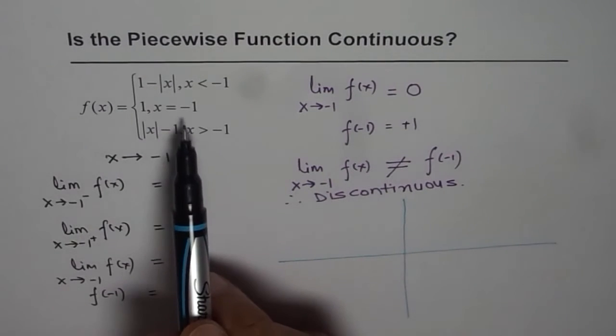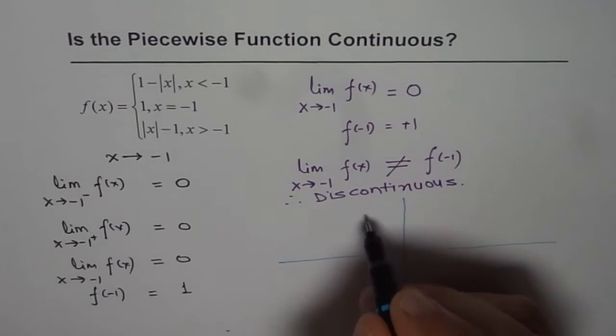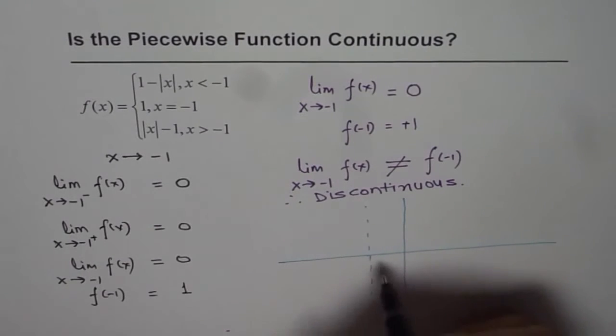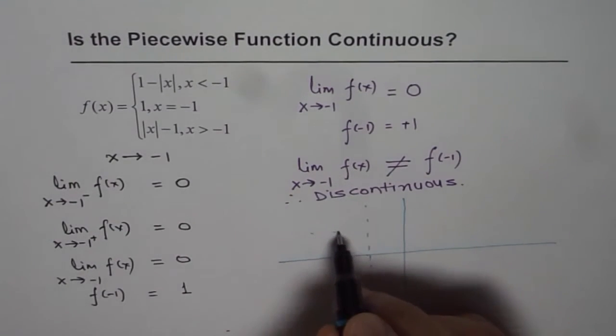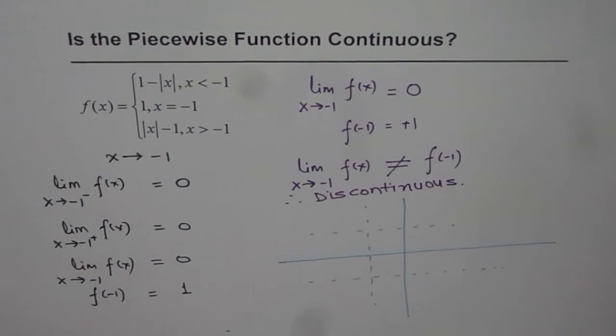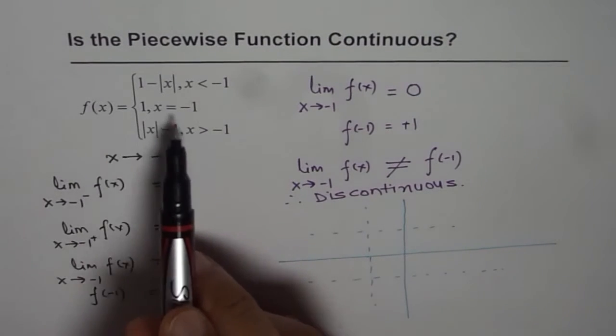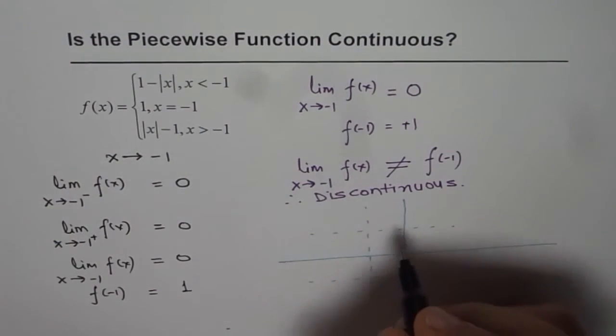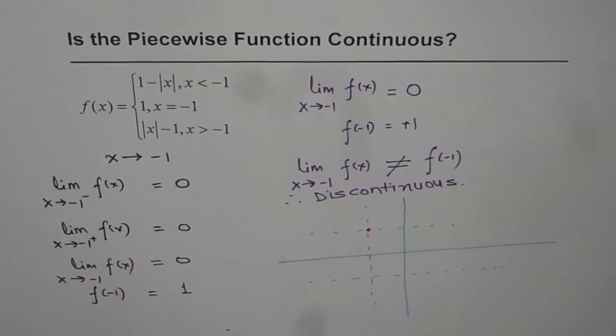Now the critical point for us is -1, so I'm drawing a line here representing -1, right? And another line I'm drawing just to represent my unit 1. Since this is a rough sketch, let me just get some grid, right? And we know one thing: at x equals -1 the value is 1, right? So this is the value of the function at -1.